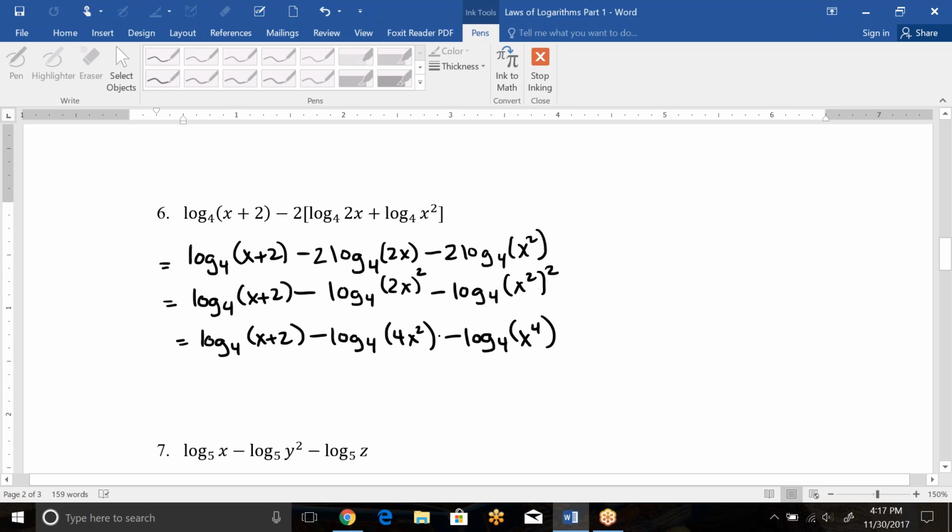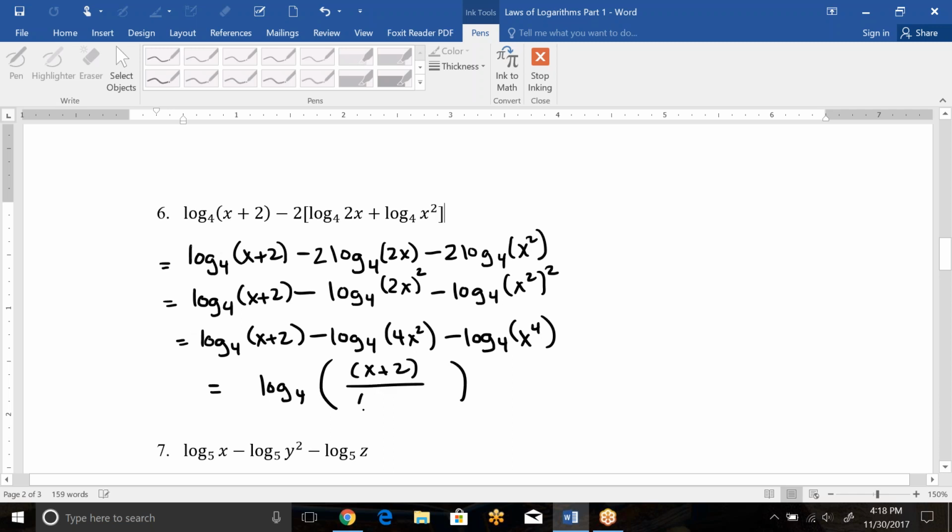Now, here's something I like to talk about in my class. Yes, I can do this in pairs. I would have x plus 2 over 4x squared because of the minus sign. But if you have any log with a minus in front of it, that argument's going to be in the denominator. So instead of making a fraction and then making another fraction because of the second minus sign, I always tell my students you can shortcut to this: it's going to have the x plus 2 on top because that one had a positive log in front of it.